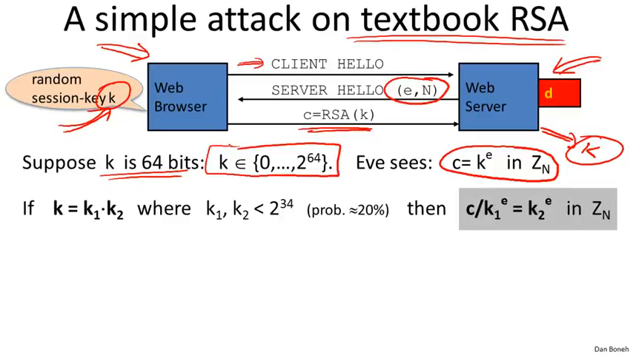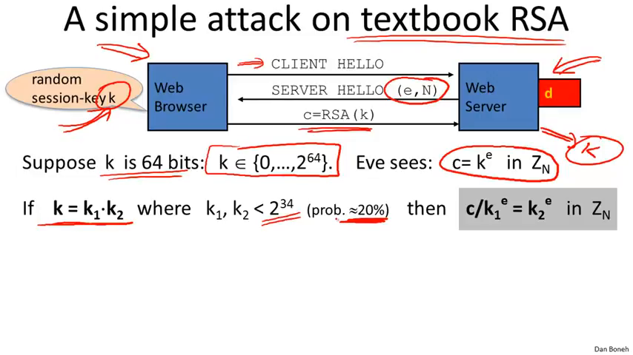And now what we're going to do is the following. First of all, suppose it so happens that K factors into a product of roughly equal sized numbers. So K we can write as K1 times K2, where K1 and K2 are integers and both are, say, less than 2 to the 34. And it turns out this happens with probability roughly 20%. So 1 in 5 times, K can actually be written in this way.